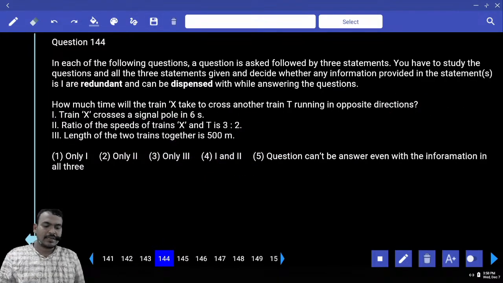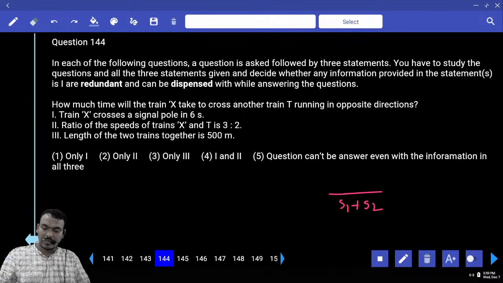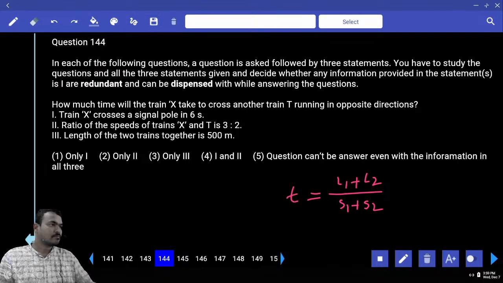How much time will the train X take to cross another train T, in the opposite direction or the same direction? Opposite direction. 2 trains, opposite direction means the relative speed is S1 plus S2, or not? Distance means the length of the first train plus the length of the second train. That is equal to time times speed. When a train passes another train, the total distance is the sum of the 2 train lengths, but the relative speed is the sum of the speeds, or not?